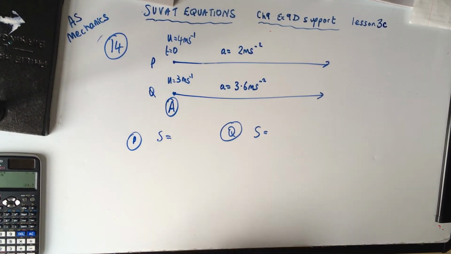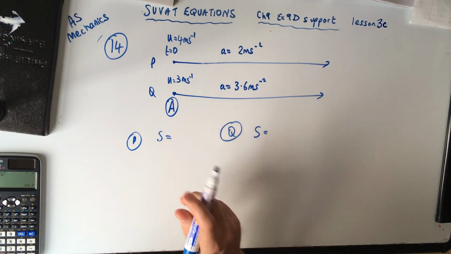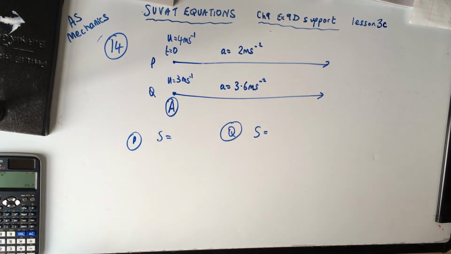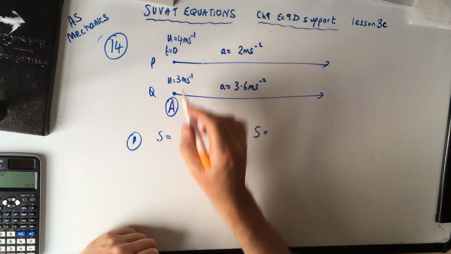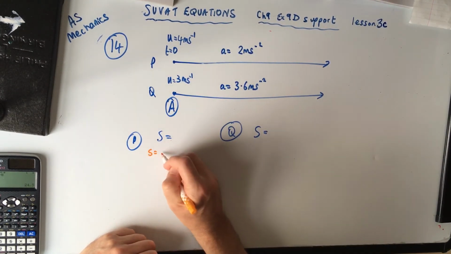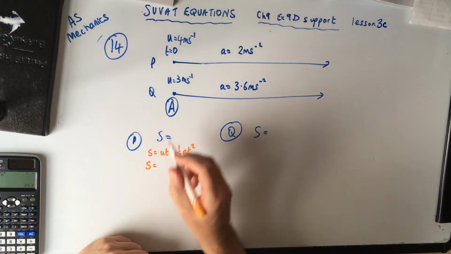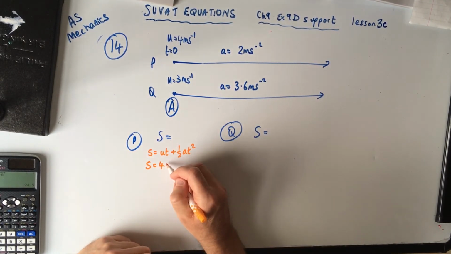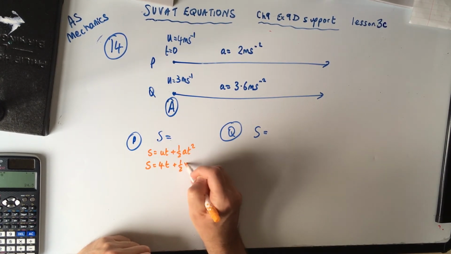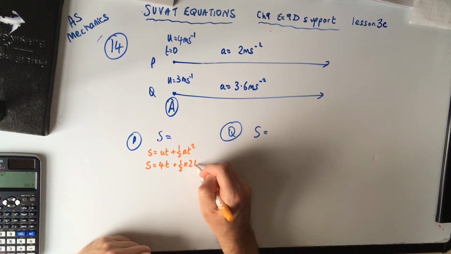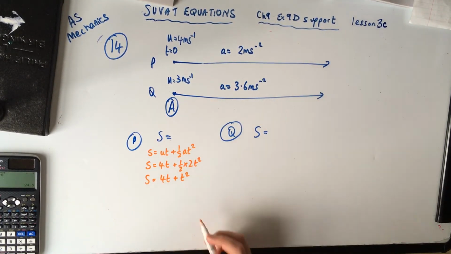Okay, so here we go. No problem with this one. Let's have a look at it. Let's do this in orange. So an equation for the displacement of P: s equals ut plus a half at squared. So the displacement is going to be 4t, because u is 4, the initial velocity, plus a half times the acceleration, which is 2, times t squared. So s is equal to 4t plus t squared. Half of 2 is 1.